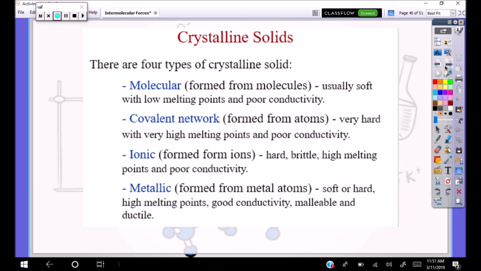We have ionic, which are the lattice. The lattice has a high melting point, poor conductivity, and can be very hard, but also brittle. So they're tough, but if you hit them in a certain way, they'll crack, and then they'll break apart that way. Metallic bonding is when metals bond with each other in a sea of electrons. That's why we have good conductivity, because there's that sea of free-flowing electrons. They are malleable, ductile, and they have high melting points.